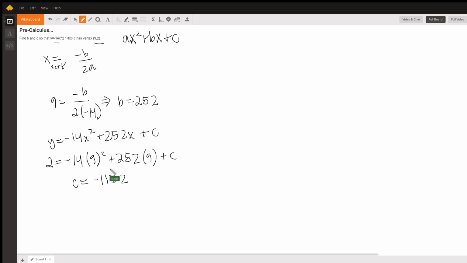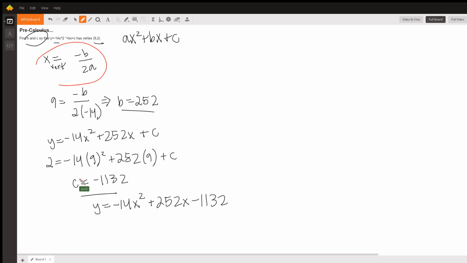All right, so my parabola, well, actually, it's just find b and c. So here's b and here's c. Right? And the equation would be y is equal to minus 14x squared, and then plus 252x minus 1132. Now, there's quite a few other ways that you can go about this. And in a testing situation, if you've not remembered this pretty helpful piece of information, then you need to have some other kind of tricks up your sleeve.